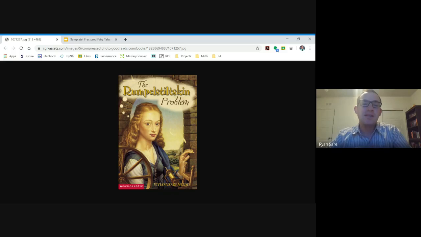Now, these weren't necessarily fractured fairy tales, because the fractured fairy tales typically have a comical ending. But it was a similar theme where they're taking a fairy tale and they're changing it. And each chapter of this book has a different version of the story of Rumpelstiltskin.